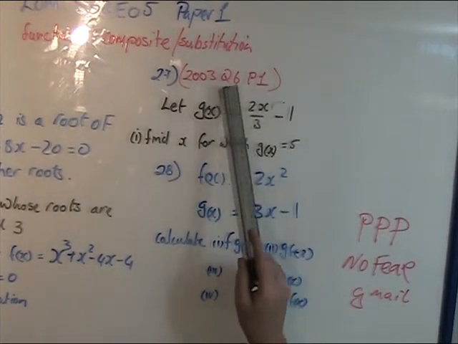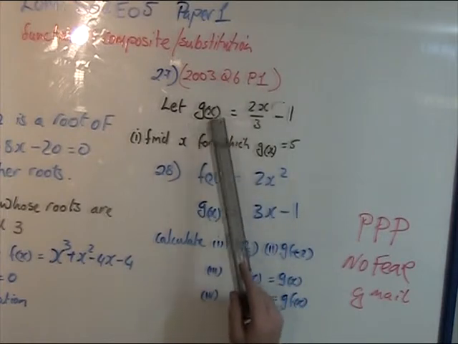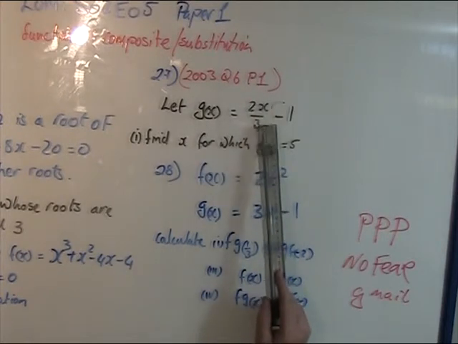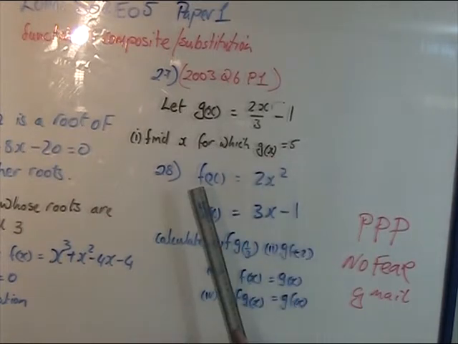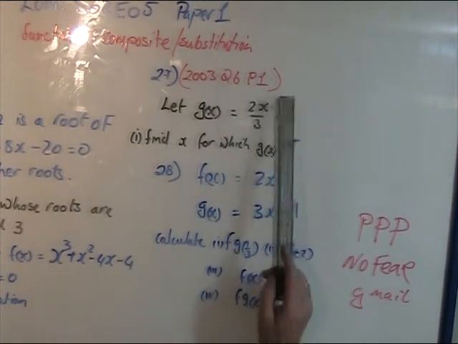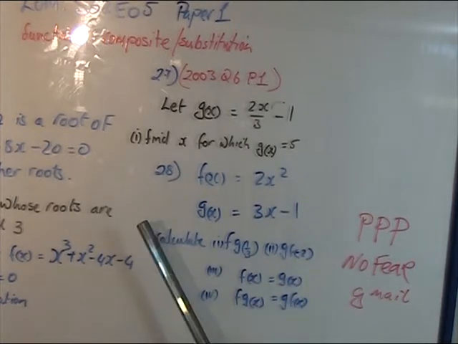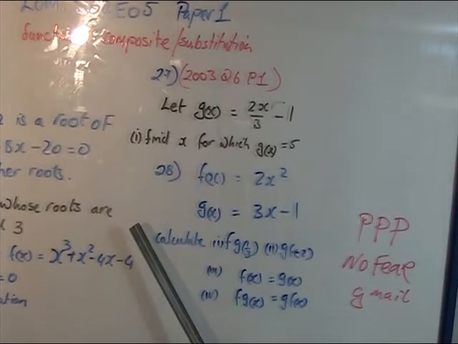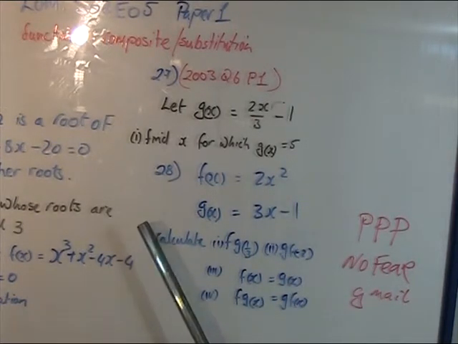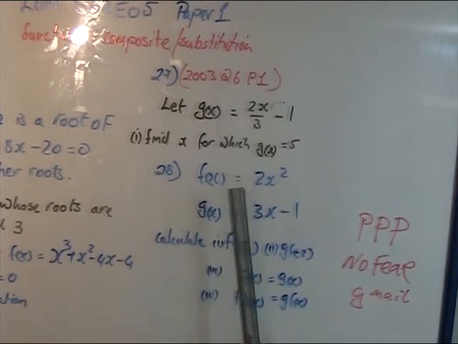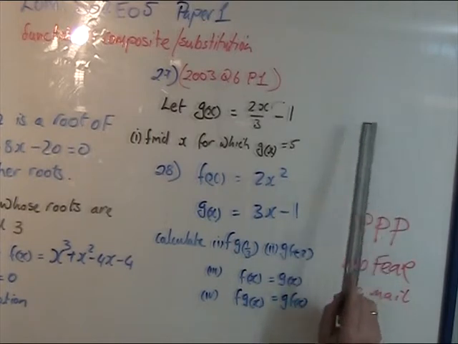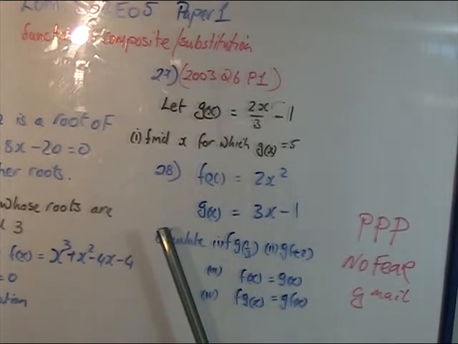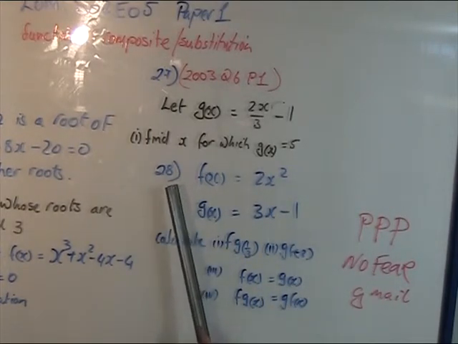Now this is 2003, question 6, Paper 1. Let g of x be equal to 2x over 3 minus 1. Find x for which g of x is equal to 5. So you make this equal to 5 and then you solve it. You will find out a solution. I'll explain them in more detail, but these are to do with lines, or where on the graph y is equal to 5. Anyway, we'll get back to it.